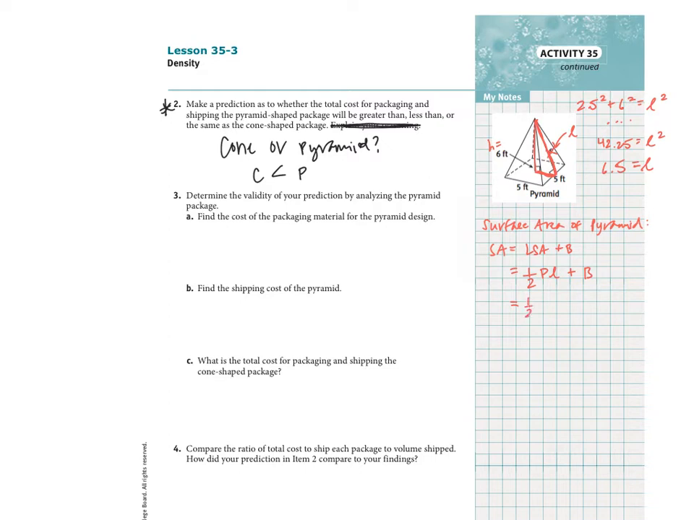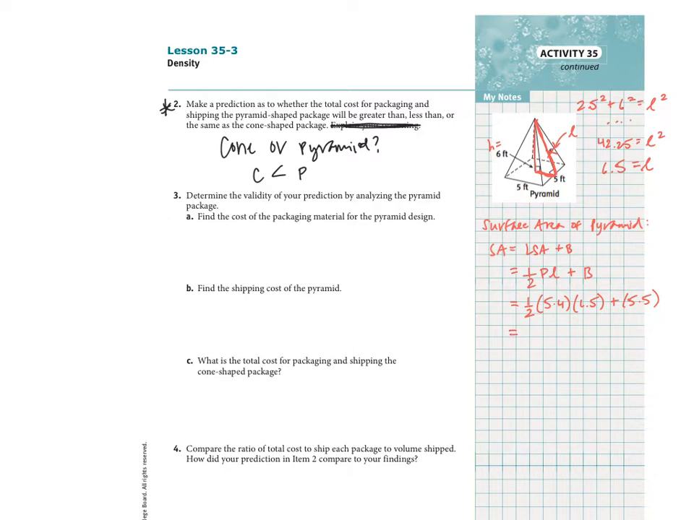So we have 1/2 times our perimeter, right? Remember, it's going to be 5 times 4 because we're looking at the bases. And then we're going to times that by 6.5. And then we're going to add that to the area of our base. Remember, that's going to be 5 times 5.